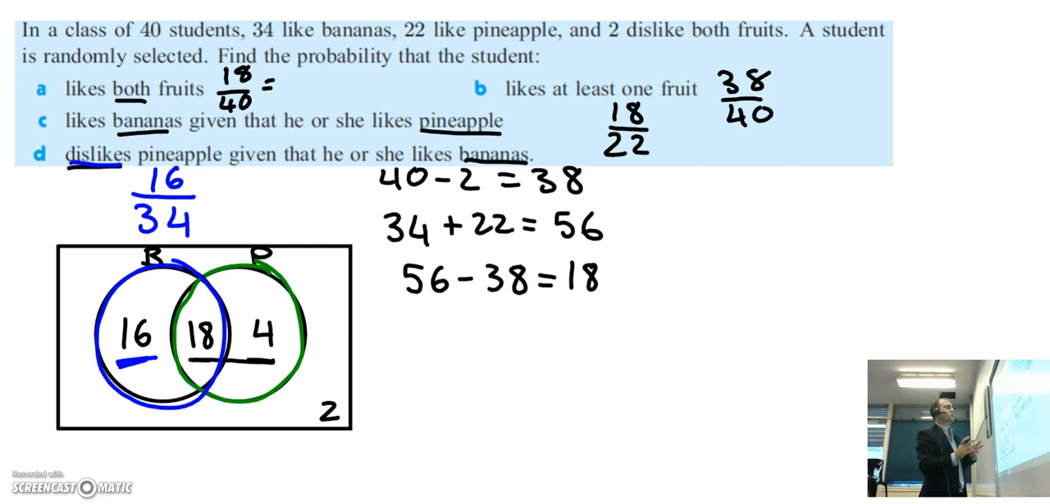So read the question. Likes pineapple. Alright, so there we go, pineapple. Which circle am I referring to? The pineapple. Likes bananas as well. Well, that's going to be in the intersection, so it's identifying the information. But don't forget, when you're adding the denominator of your fraction, you've got to tally the two together. Simple mistake to make.